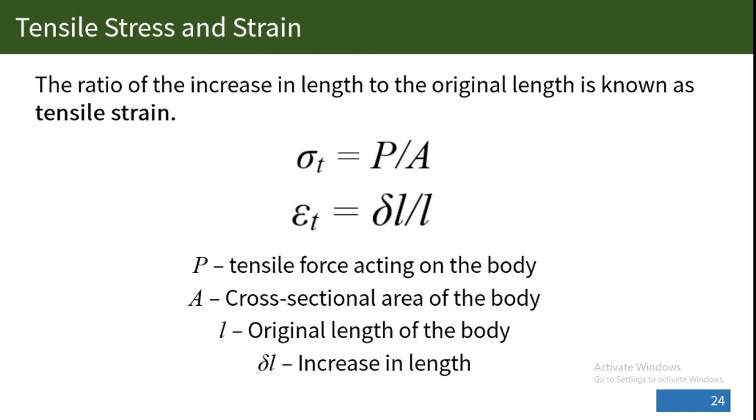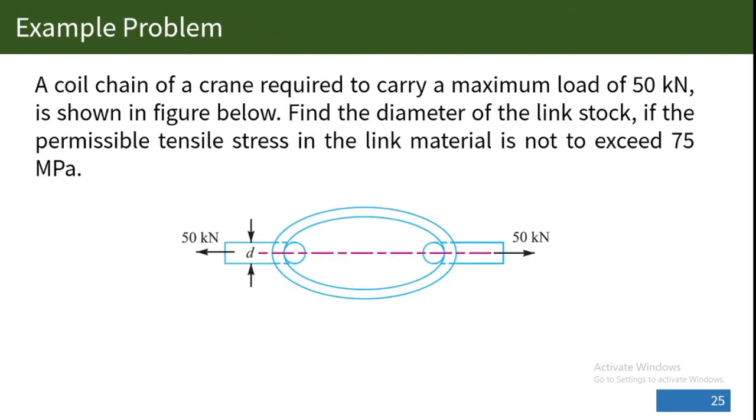The original length of the body is the length before the tensile force is applied, and the increase in length is the deformation after the force is acting on the body. Right, so let's go with this example problem. An eye chain of a crane required to carry a maximum load of 50 kilonewtons is shown in the figure below. Find the diameter of the link stock. The permissible tensile stress in the link material is not to exceed 75 megapascal.